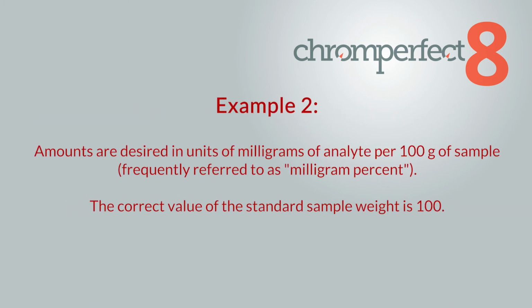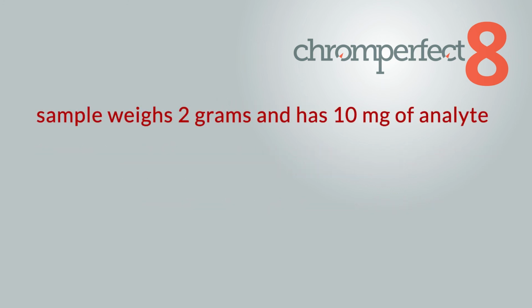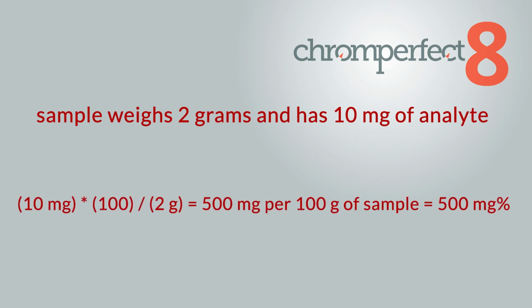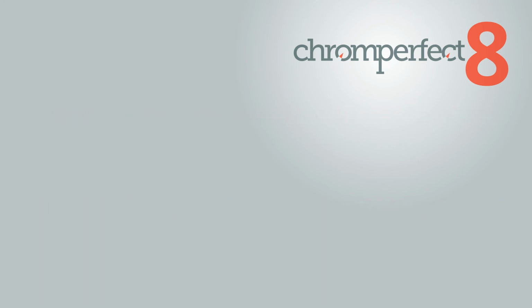Example 2. Amounts are desired in units of milligrams of analyte per 100 grams of sample, frequently referred to as milligram percent. The correct value of the standard sample weight is 100. For example, if a sample weighs 2 grams and has 10 milligrams of analyte, then 10 milligrams multiplied by 100 divided by 2 grams equals 500 milligrams per 100 grams of sample, which is equal to 500 milligrams percent.